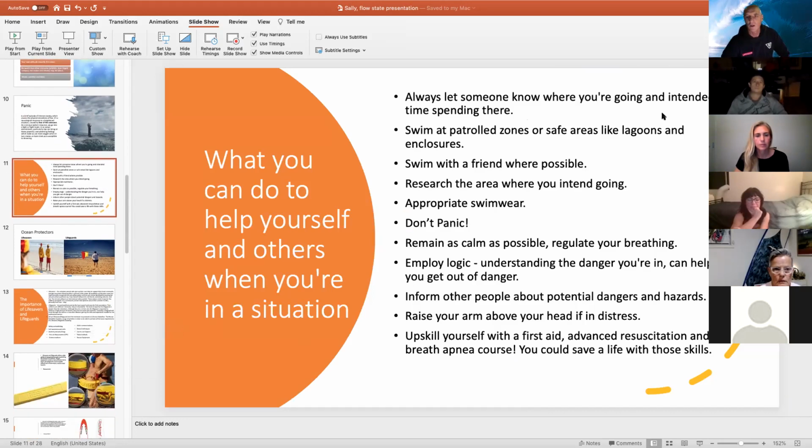What you can do, and I think this is probably important, I'll gloss over this quite quickly. What we can do to help yourself and others in the situation: let someone know you're going and the intended time you're willing to spend there. Even if you're going surfing on your own, just let someone know, because then if something did go down, they'll be aware and can make some calls or inquiries.